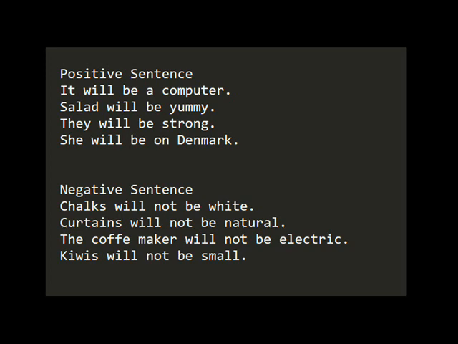Now let's see how we can use the verb to be in future sentences. This is a very flexible verb and can be used in many ways. These are the examples of verb to be in the future form. Positive sentences. It will be a computer. Salad will be yummy. They will be strong. She will be on Denmark.